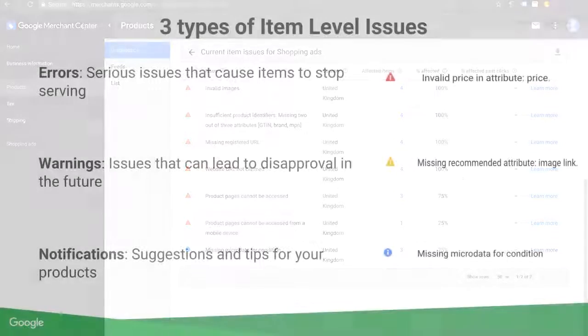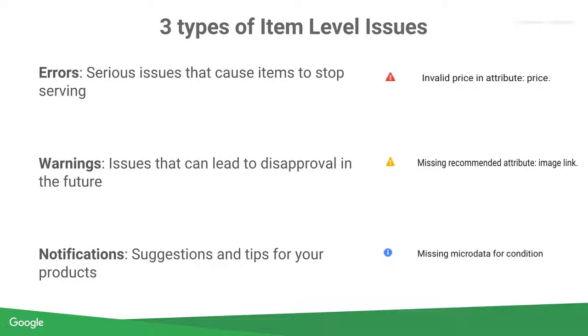These issues are divided into 3 types: errors, warnings, and notifications. Errors are serious issues and lead to disapprovals, which stops the items from serving. Warnings are issues that are likely to cause disapprovals in the future if they are not fixed. Lastly, notifications exist to highlight recommendations and optimization suggestions for your items. In terms of prioritization, always look to solve the errors first, as they prevent your products from serving.